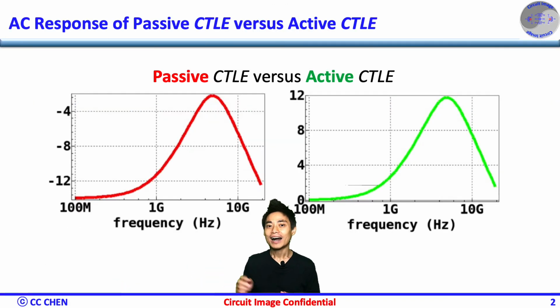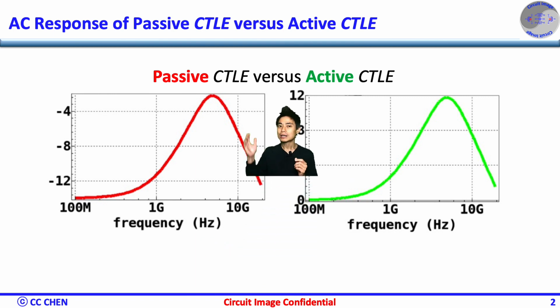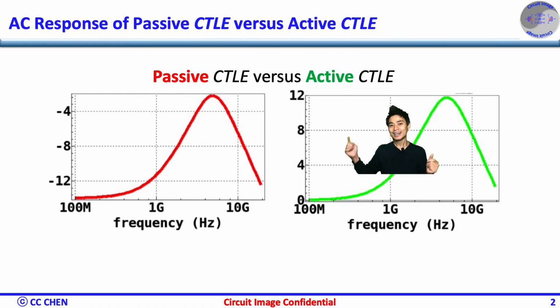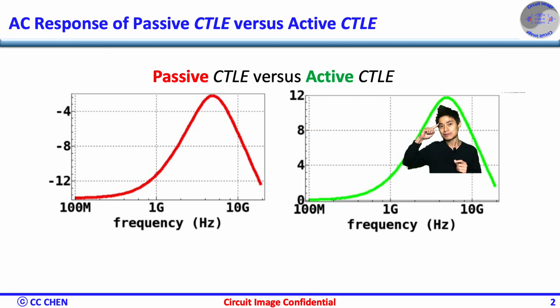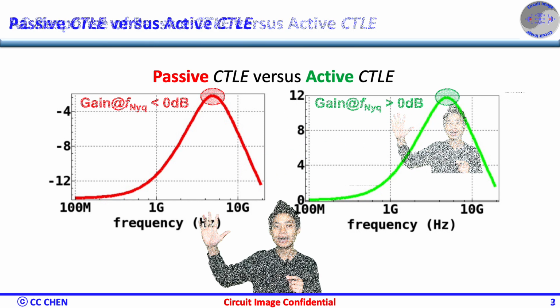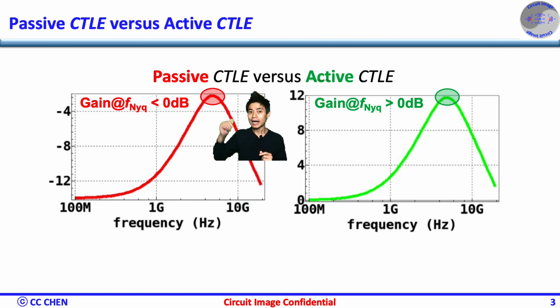We've known there are two types of CTLEs from the Why CTLE video. One is called passive CTLE and the other is called active CTLE. But how do we identify those two types from the AC response image here? Think about the gain images for 5 seconds. Correct. Looking at the maxima or peak gain around the Nyquist rate.